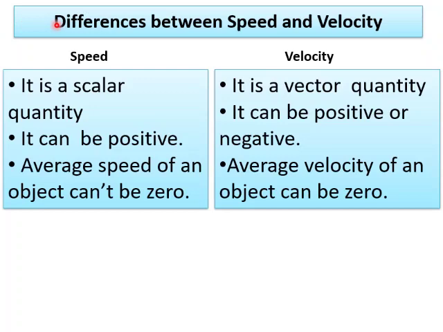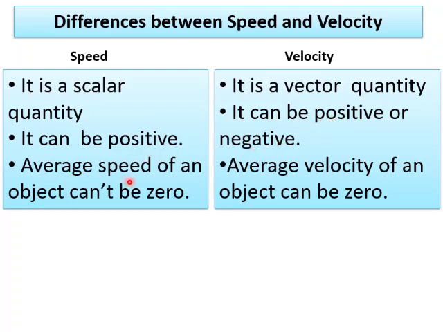Now the differences between speed and velocity. So when you start with speed, speed is a scalar quantity. That means it gives only magnitude. When you go with a velocity, it is a vector quantity. Why? Because it gives magnitude as well as direction. So it can be positive only. Here it can be positive or negative. When the situation comes, I will explain there.